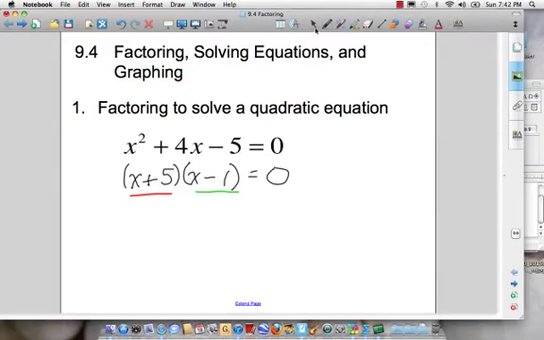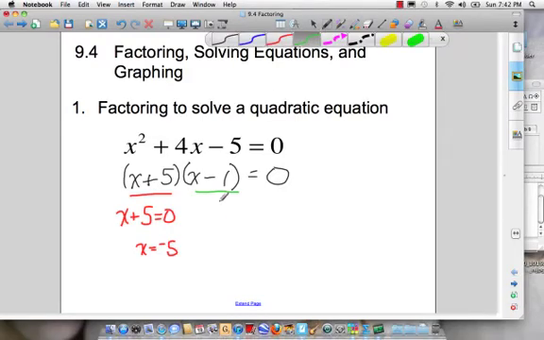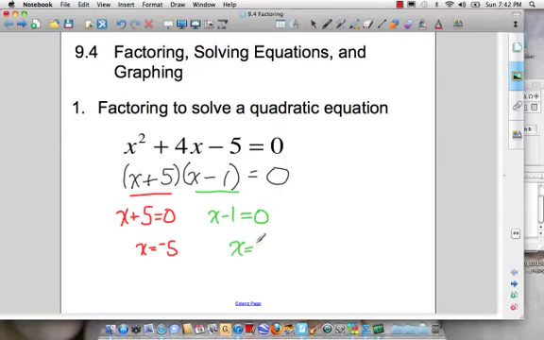If you think about it, the only way that that can happen is if one or the other of the factors is 0. So one possible way of getting 0 would be for x plus 5 to be equal to 0, in which case x would be negative 5. And then the other way you might get 0 is if x minus 1 is 0, which leads to the solution x equals 1. I'm going to show you that 1 solves this equation by plugging it in.